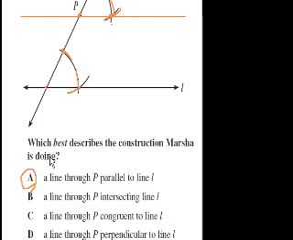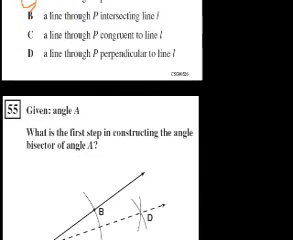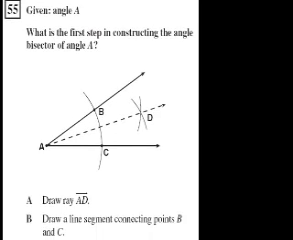All right, choice A. 55. Given angle A, so given this angle, what is the first step in constructing the angle bisector of angle A? What is the first step in constructing the angle bisector?